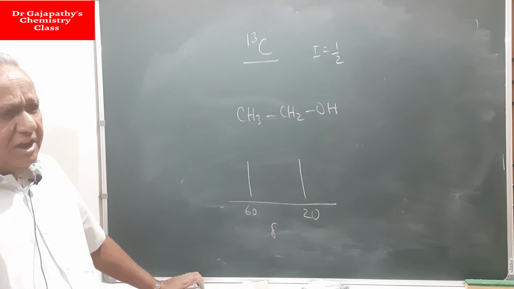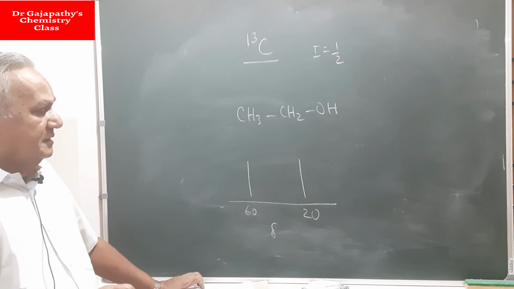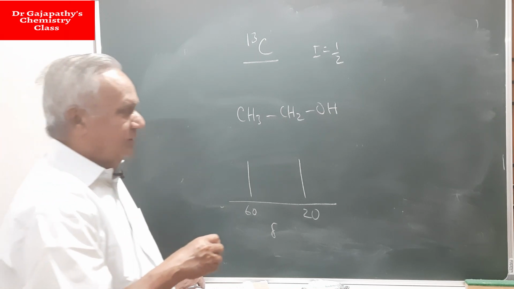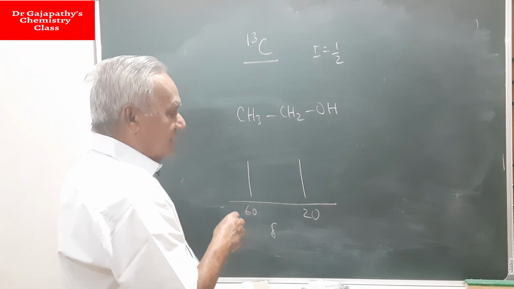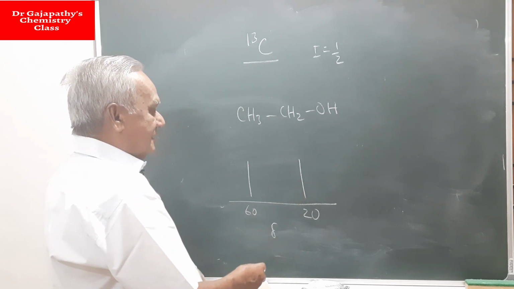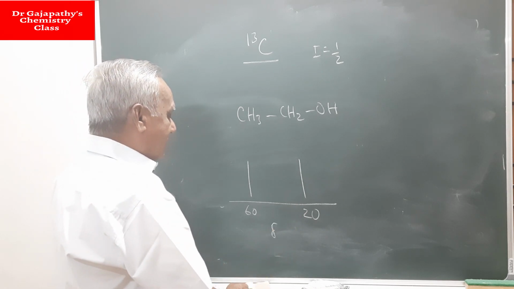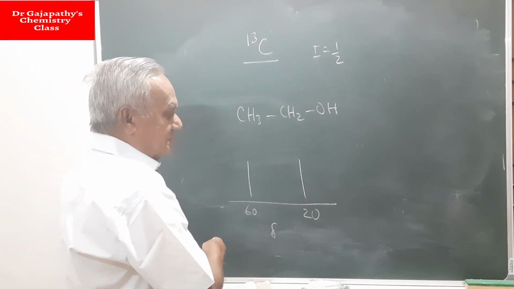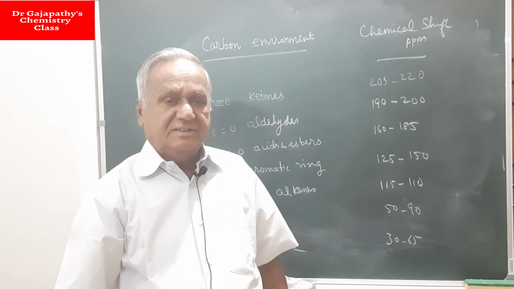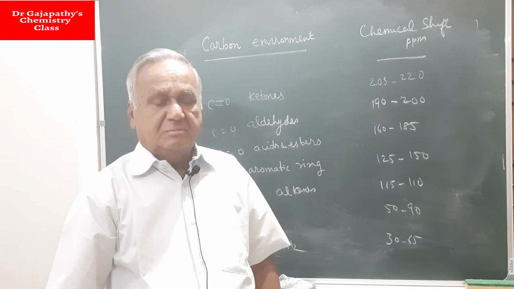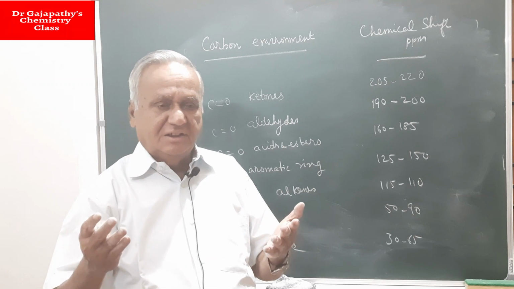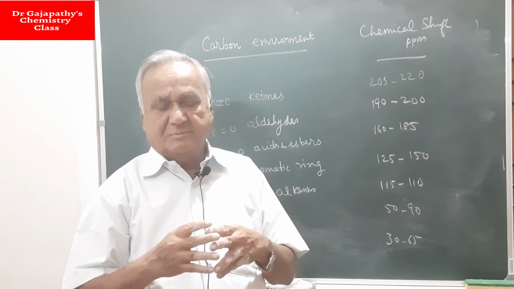Since the abundance is very, very low, no splitting between the two carbon atoms could be seen. So the spectrum will contain simply two lines, one at 20 ppm and the other at 60 ppm. This is the shielded carbon and this is the de-shielded carbon. Between adjacent carbon atoms, the splitting pattern will not be there, so you get a single peak for each carbon.